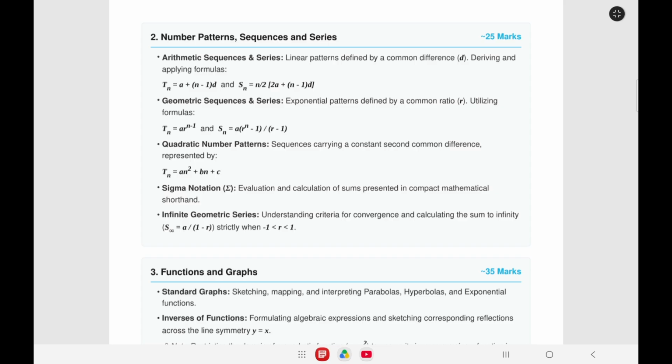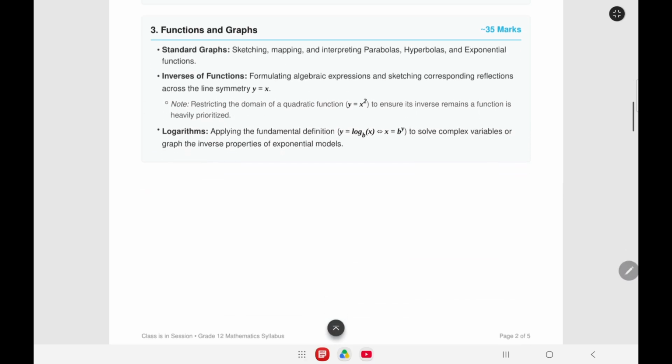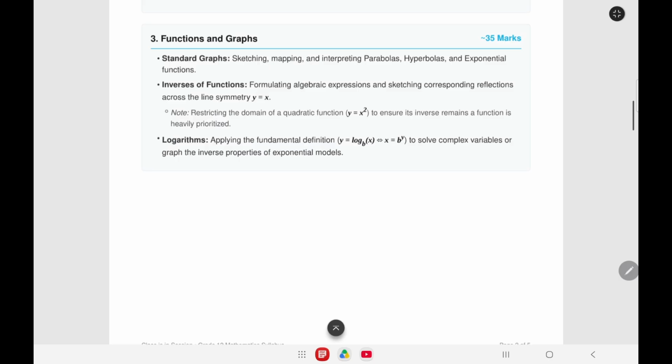These formulae, quadratic number patterns, sequences carrying a constant second-term difference represented by that formula. We also have sigma notation as well as infinite geometric series. Remember, if you need this document, please just send us an email.